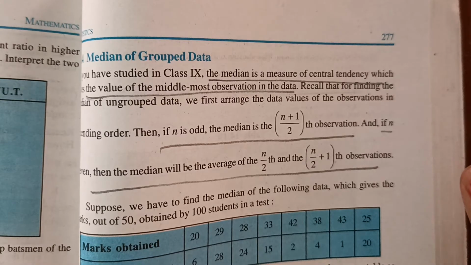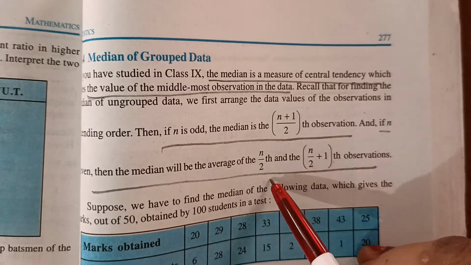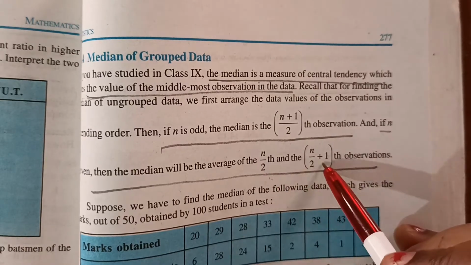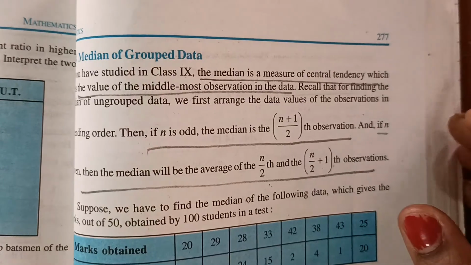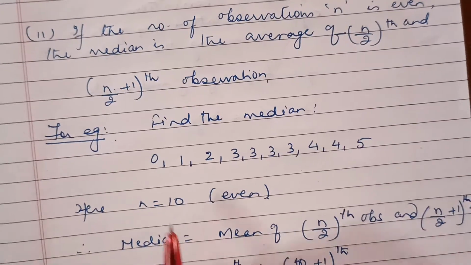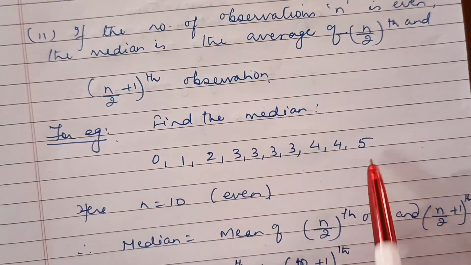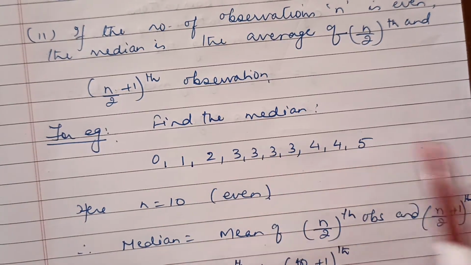And if the number of observations is even, then the median is found by taking the average of the n by 2th and (n by 2 plus 1)th observation. Suppose I give you an example. Suppose I have to find the median of these numbers: 0, 1, 2, 3, 3, 3, 3, 4, 4, 5.